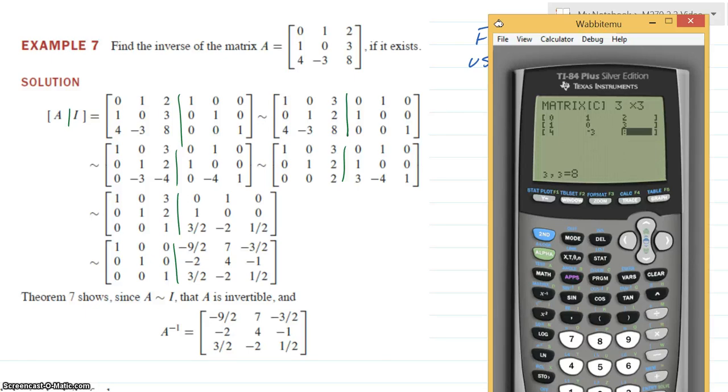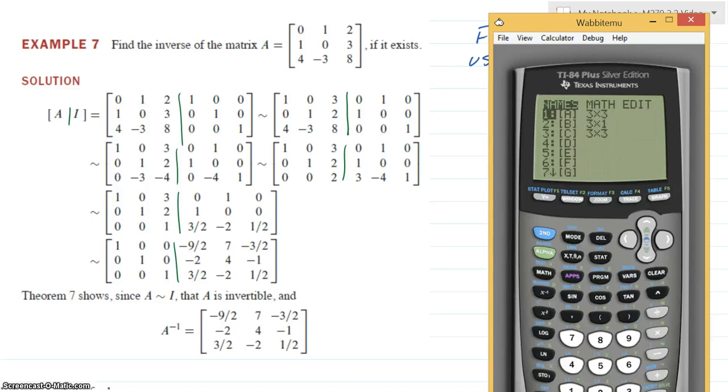Now that we have that, we can go to second quit. And now I'm going to go back to matrices, second matrix. And you'll see that the third one right there, number 3, C, is the one that we just typed in. So I'm just going to choose number 3, and I'm just going to raise it to the negative 1. That should work. See if we get the same answer.